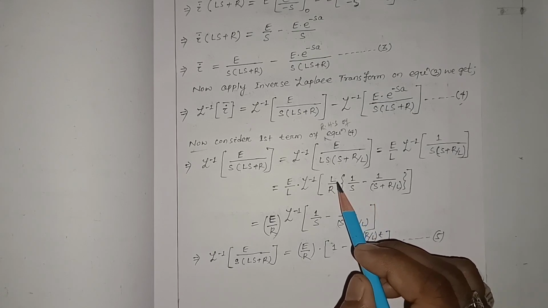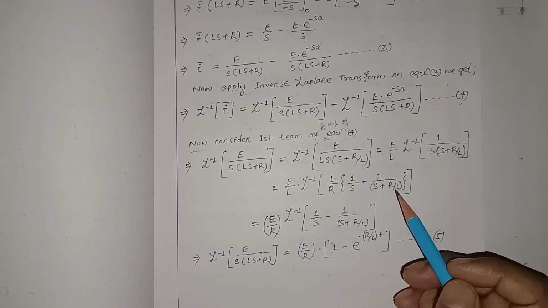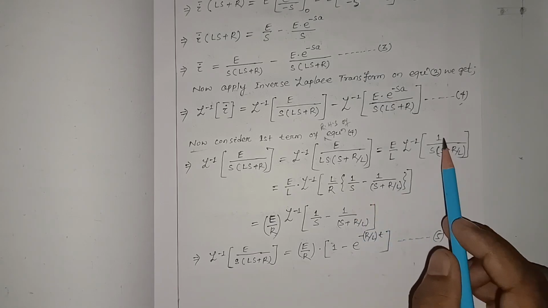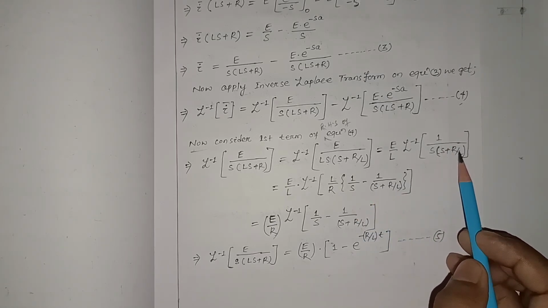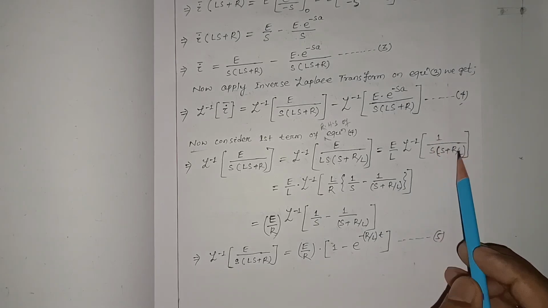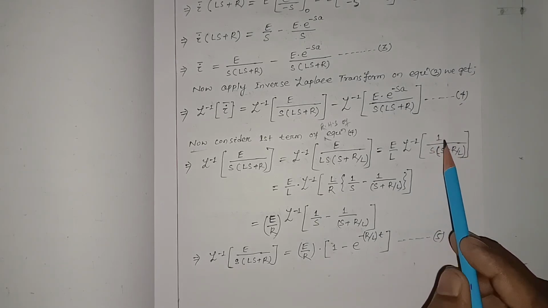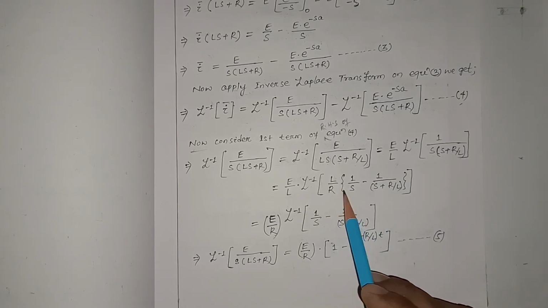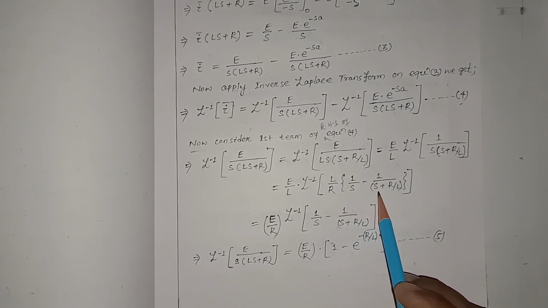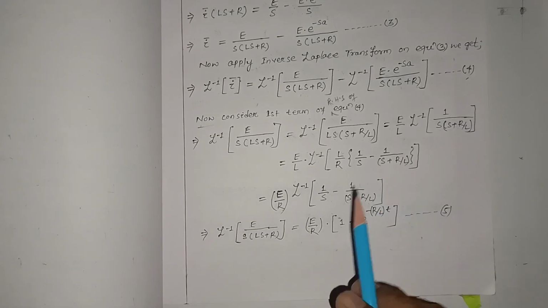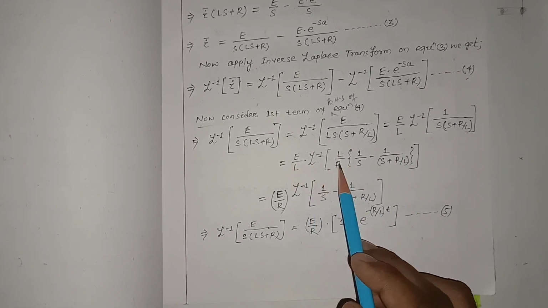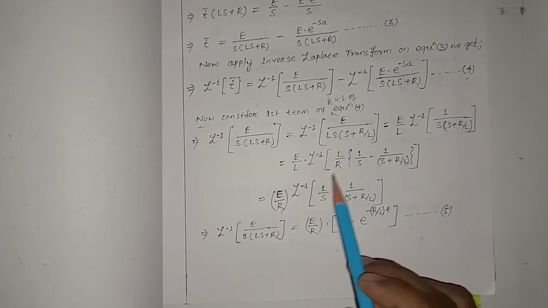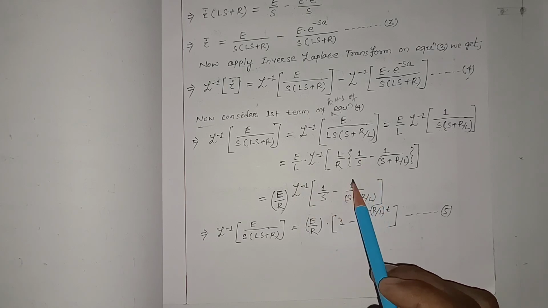So L gets cancelled, and R also gets cancelled, and finally we can find 1 by S into S plus R by L. So this 1 by S into S plus R by L can be written as L by R into 1 by S minus 1 by S plus R by L. Okay, so here L gets cancelled, E by R inverse Laplace transform of 1 by S minus 1 by S plus R by L.